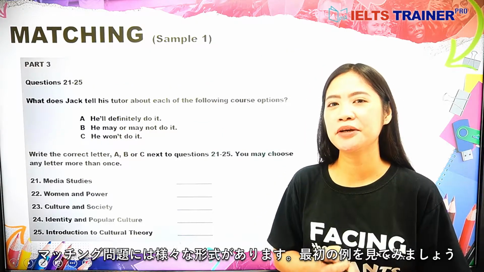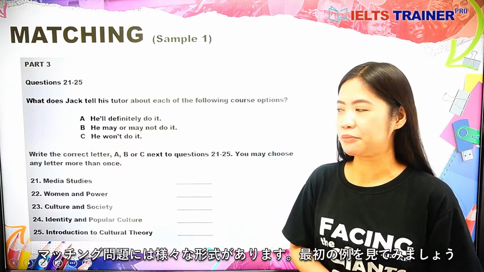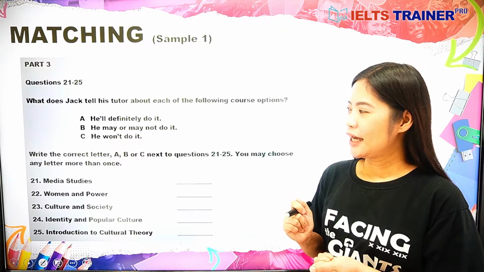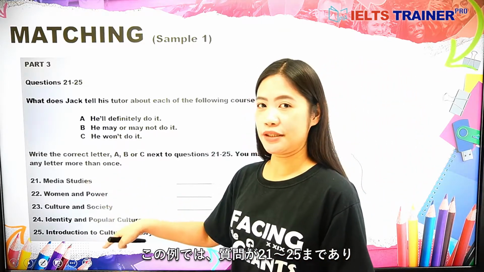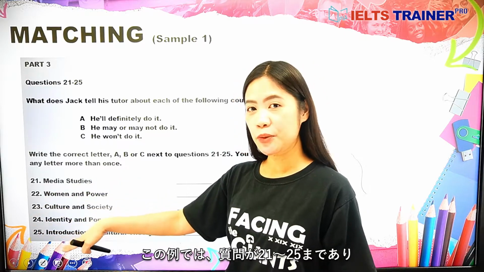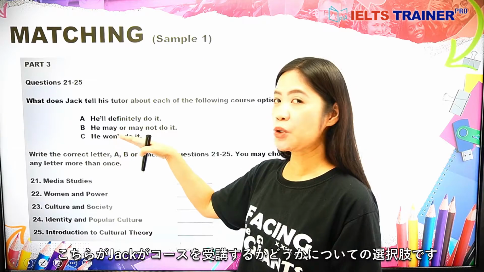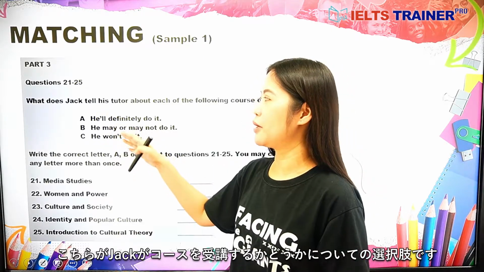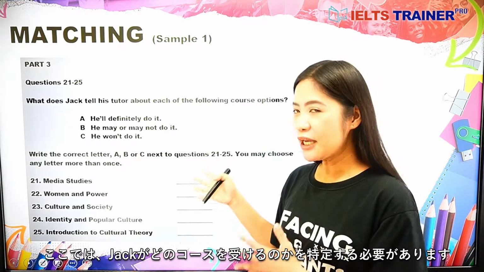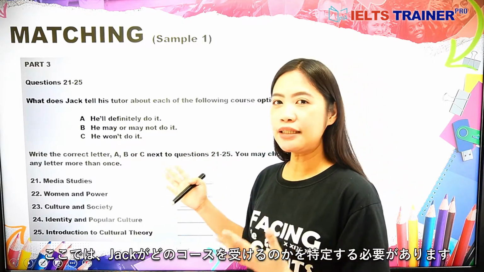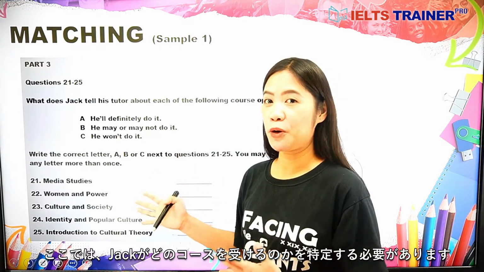Matching questions come in different forms, so let's take a look at the first example here. In this example, here's a list of course options from 21 to 25, and in here a list of options or choices that Jack could make about whether he'll take the course or not. You are expected to identify the decision that Jack makes about each course.